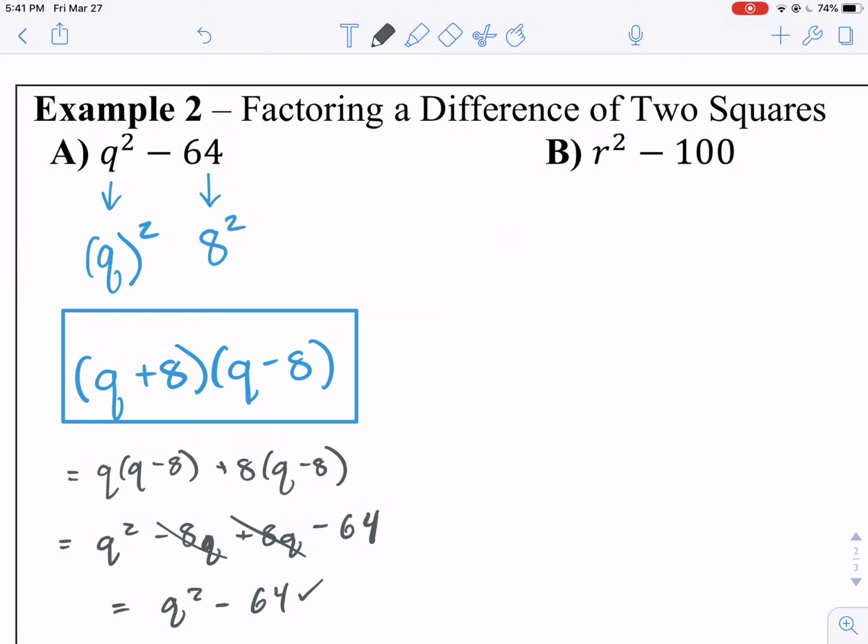We did it right. So again, to use difference of squares, all we have to do is make sure we have a square minus another square, and then we write the root plus the other one, and then the root minus the other one. Go ahead and try B.